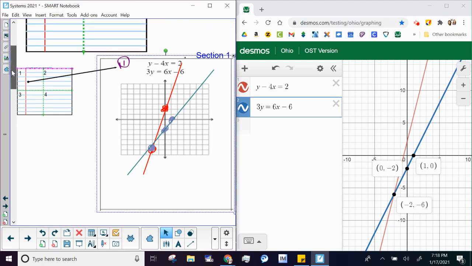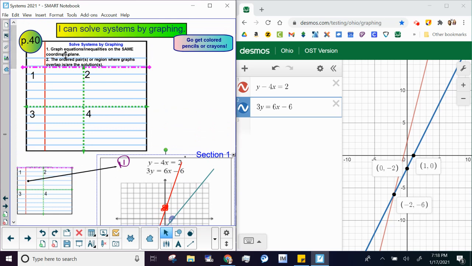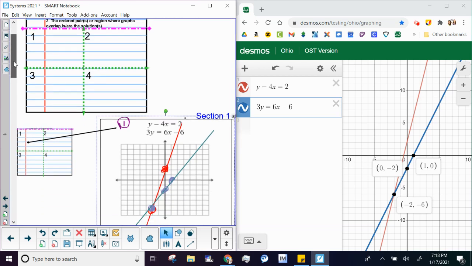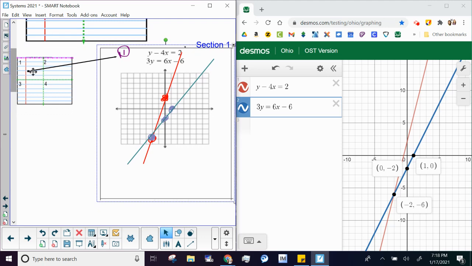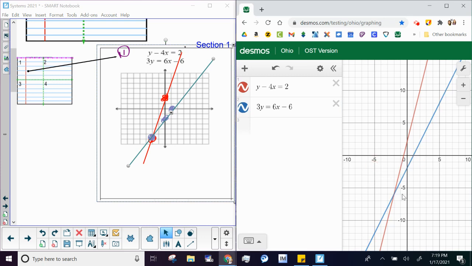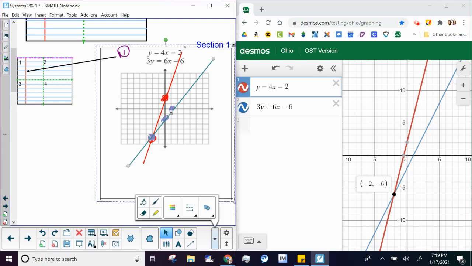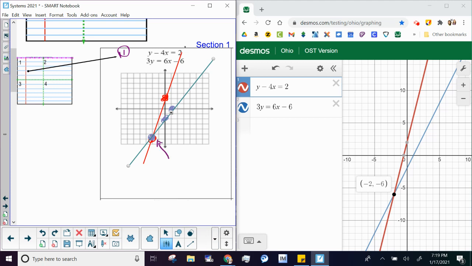Okay, so let's refer back to our notes. We said we have to graph them on the same coordinate plane. Check. And it says the ordered pair or the region where the graphs overlap is the solution. So I'm looking at where these graphs overlap. Okay, where these graphs overlap. So if I'm looking at this, that's not a very pretty one. When I'm looking at this, they are overlapping right here at -2, -6. That's the only place they are overlapping. So my solution, that means, is that point, that ordered pair.